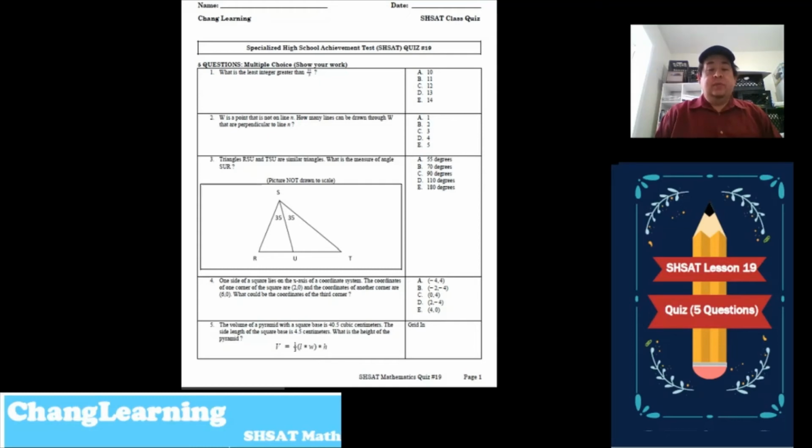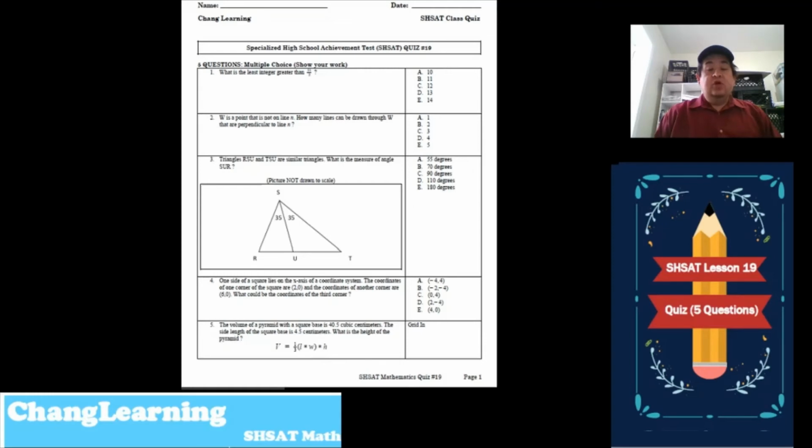Question 2. W is a point that is not on line N. How many lines can be drawn through W that are perpendicular to line N? Is it A, 1, B, 2, C, 3, D, 4, or E, 5?